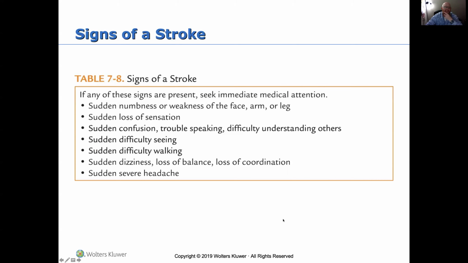These are the signs. This is another thing that's good for you to know, these symptoms, and be able to recognize this and help someone get medical assistance quickly. Numbness or weakness of the face, arm, or leg. A lot of times it's even just one side. Sudden loss of sensation, confusion, trouble speaking, having trouble understanding other people, sudden difficulty seeing, sudden difficulty with walking, sudden dizziness, loss of balance, loss of coordination, or a severe headache that comes on suddenly. Those are all signs of a stroke.